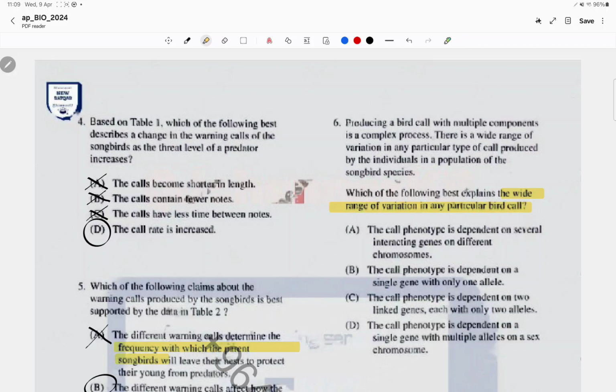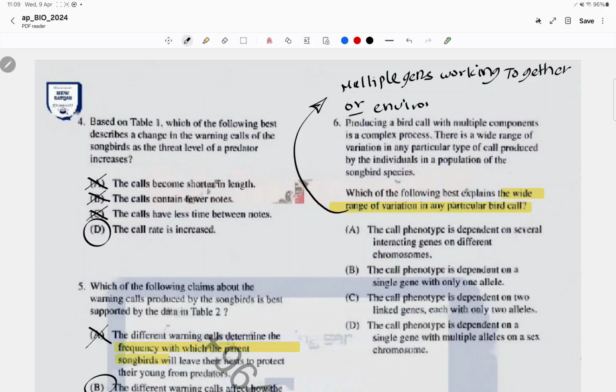Okay, so if you have variation, you probably have the interplay of multiple genes or the effect of the environment on the gene, right? So either multiple genes working together, or maybe the environment affects the gene expression. Two possible reasons for this variation.